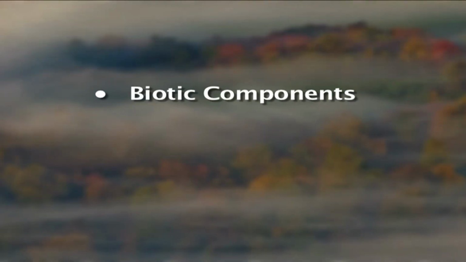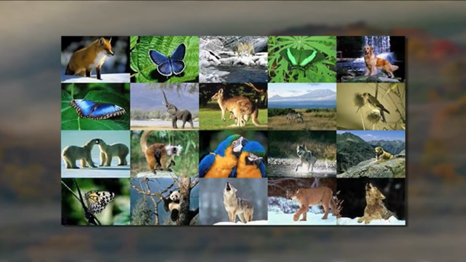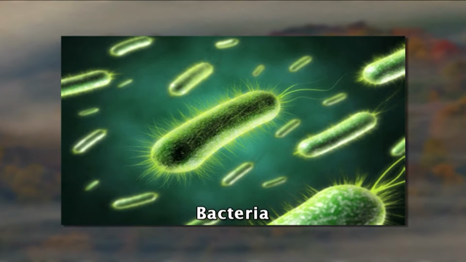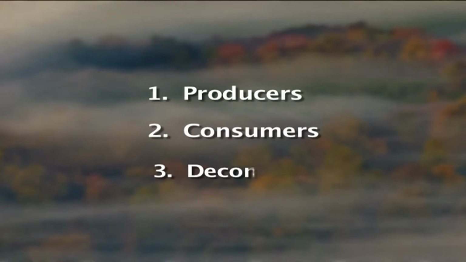Now, the biotic components. The biotic components of an ecosystem comprise plants, animals and microorganisms, including bacteria and fungi. They carry out different functions, and based on their role they are classified into three main groups: 1. Producers, 2. Consumers, 3. Decomposers.